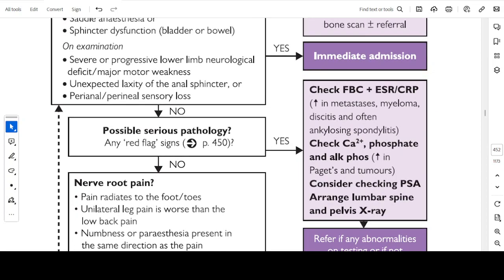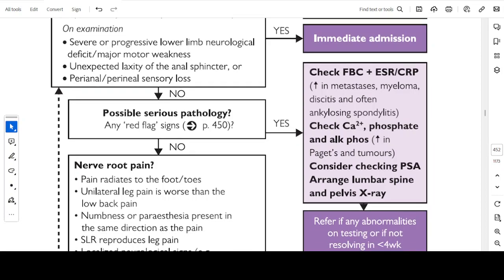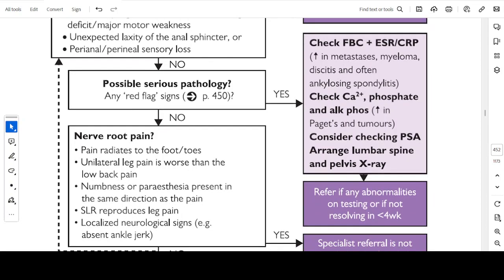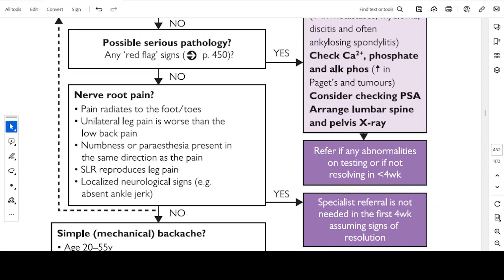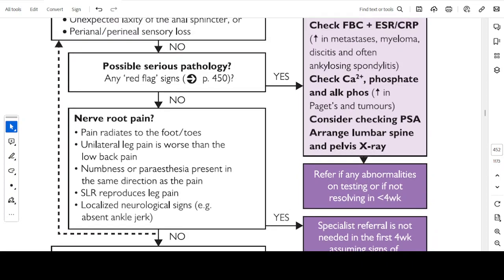If that is no, for possible serious pathology, you have to see whether any red flag signs are present or not. If any red flag signs are present, then check the FBC, ESR or CRP. These increase in metastasis, myeloma, discitis and often ankylosing spondylitis. Check the calcium, phosphate and alkaline phosphatase, which increase in Paget's disease and tumors. Consider checking the PSA, arrange a lumbar spine and a pelvic X-ray, and refer for any abnormalities on testing if not resolving in less than 4 weeks.